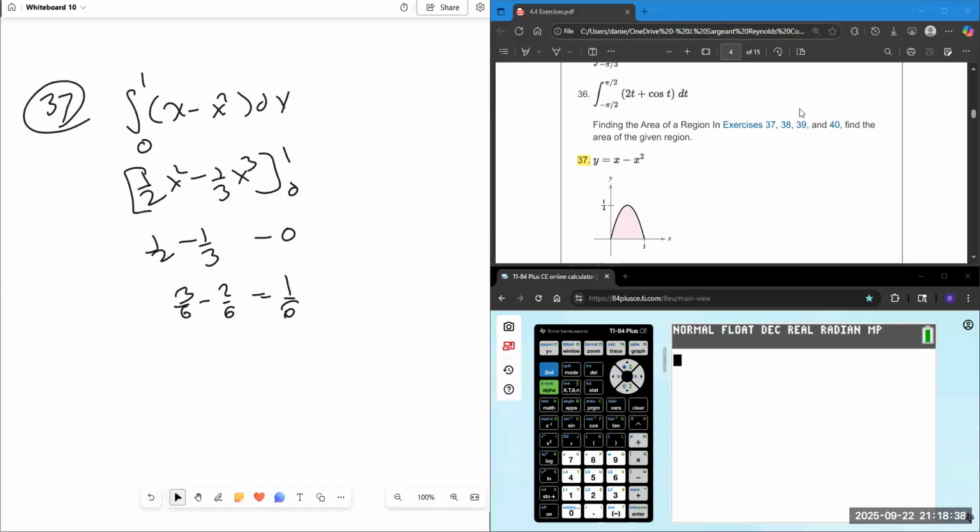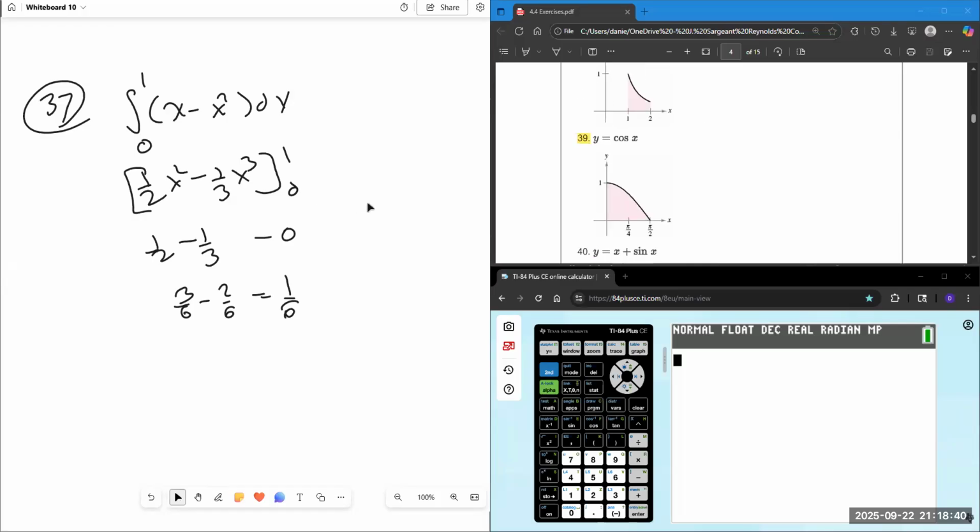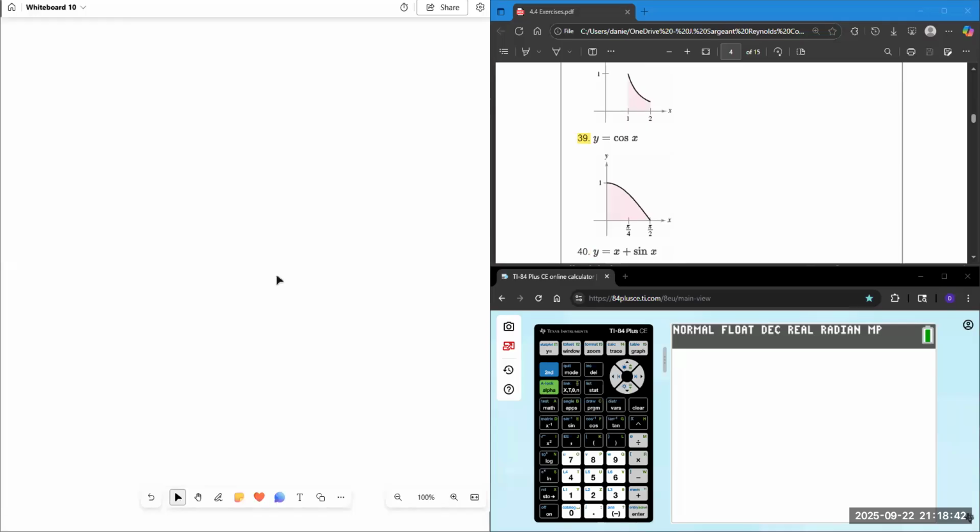Let's look at 39. Integral of cosine x, boundaries are 0 to pi over 2 dx. Antiderivative of cosine is sine x, 0 to pi over 2. Sine of pi over 2 is 1 minus sine of 0 is 0. My answer should be 1.